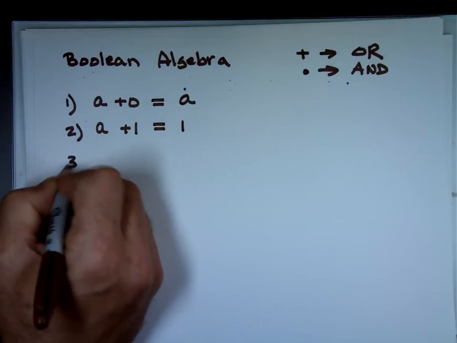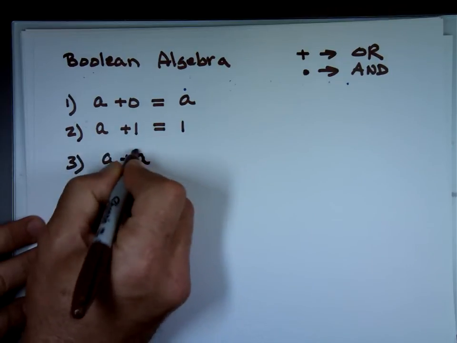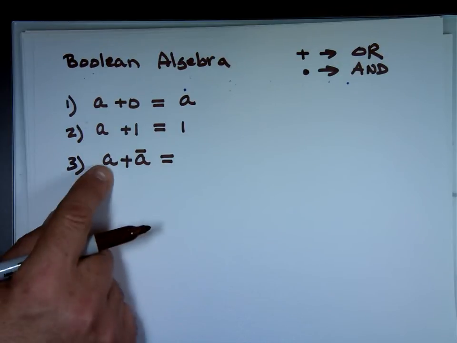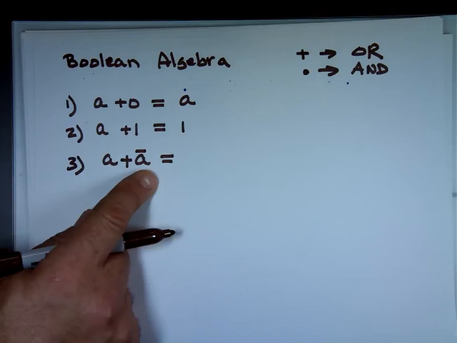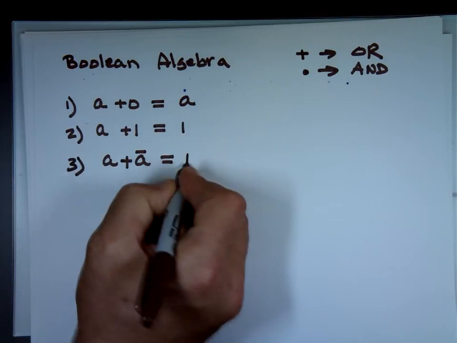Rule 3: anything OR it with its complement. A or A not. Try again. 1. When A is 0, what's the complement? 1. 0 or 1 is what? 1. If A is 1, what's 1 or 0? 1. That's always a 1.